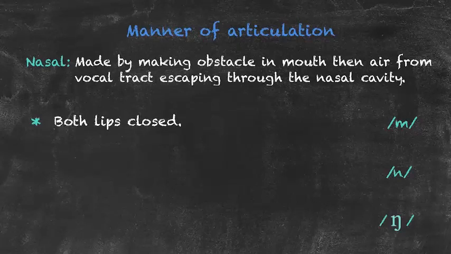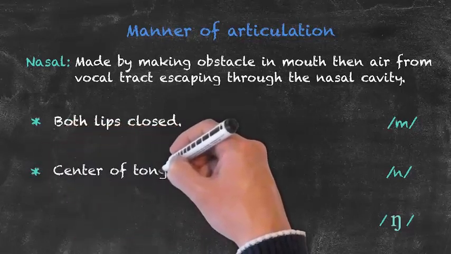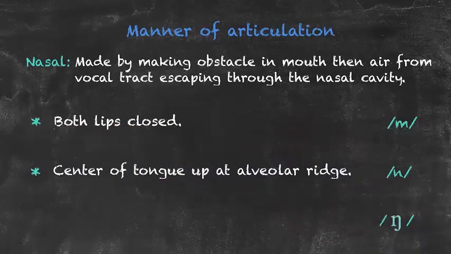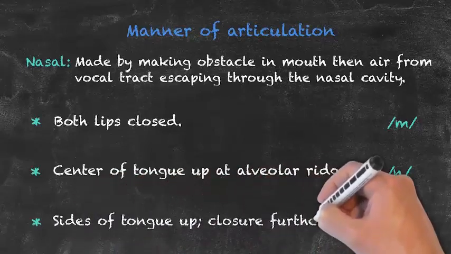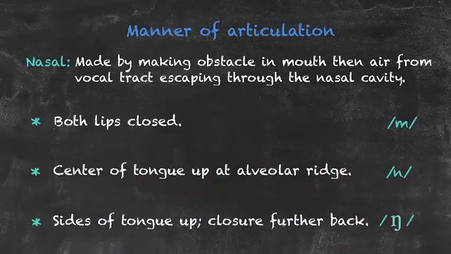Next we have our n sound. There, the closure is inside the mouth, but our tongue is closing up near our alveolar ridge, and the air is escaping through the nose. Finally, we have our ng sound, and the closure there is happening further back in the vocal tract. It's not a wonderful sound, but nonetheless, we do need to use it, especially with our present participles and our gerunds.